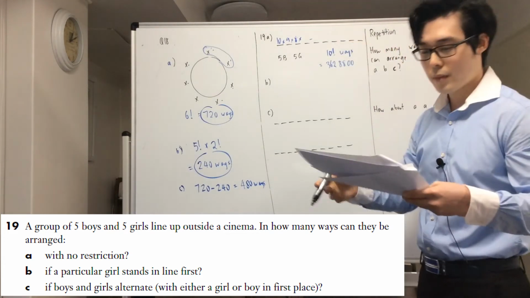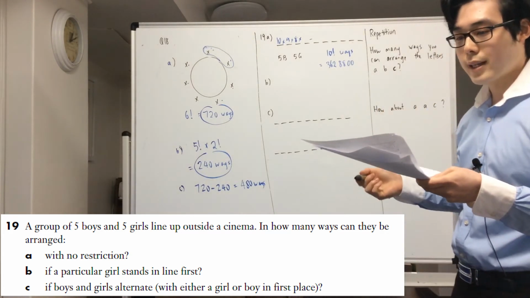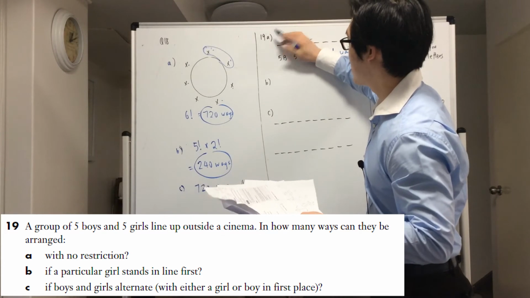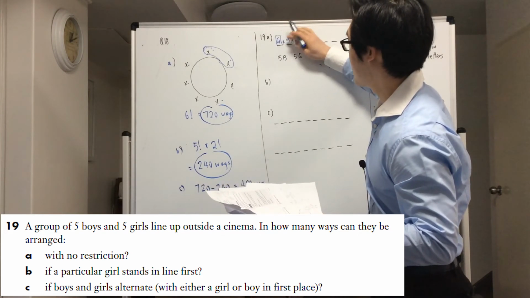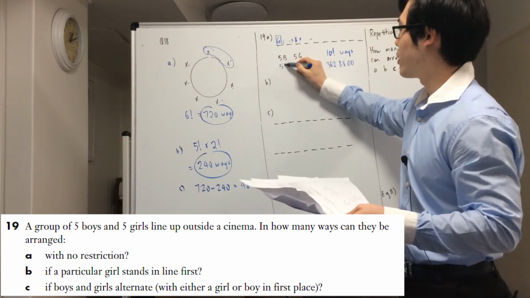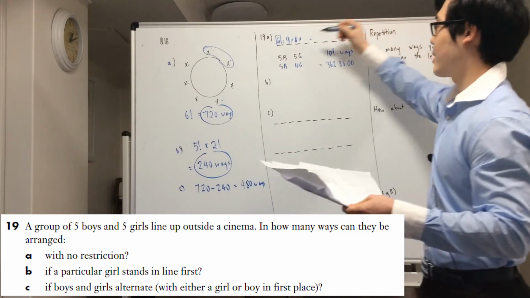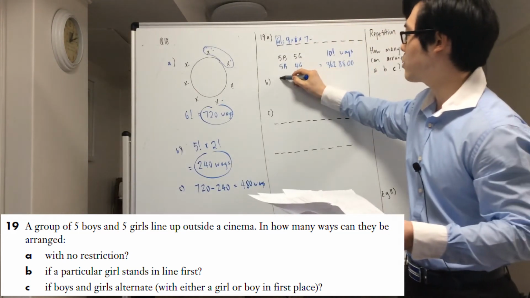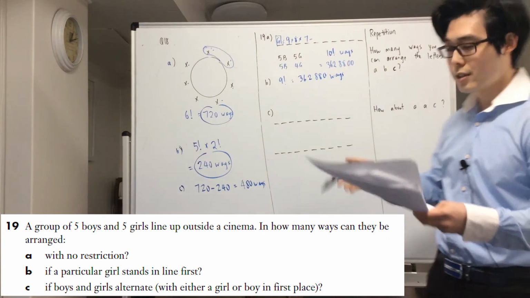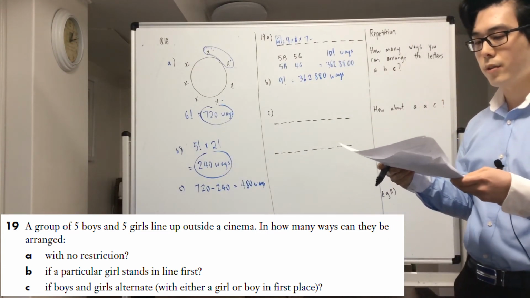Okay. Now let's have a look at the second part. If a particular girl stands in line first, so that means one of the girls has to be locked in first. That leaves 5 boys and 4 girls. So that's just 9 times 8 times 7 times 6 and so onwards. So that'll just be 9 factorial, which is... Now, this is a question that I really wanted to show. Question C. If boys and girls alternate with either girl or boy in first place.